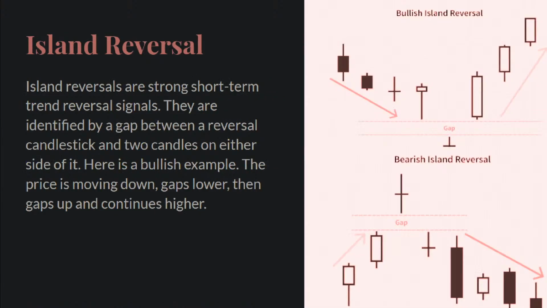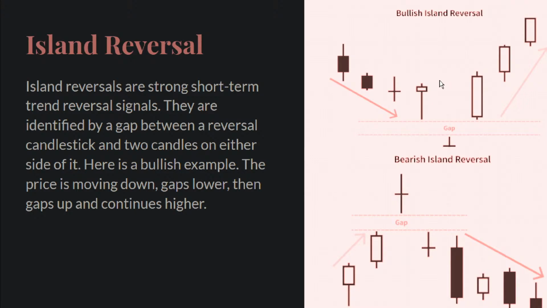So, island reversal patterns. Now this is very similar to our abandoned baby pattern here, but island reversals are strong short-term trend reversal signals. They are identified by a gap between a reversal candlestick and the two candles on either side of it. So here's a bullish example on our top one here. The price is moving down, it's coming from a downtrend, as we can see here. Then the price gaps lower, so there's literally a gap between these two candles here, and then after that candle here, we get a gap in the other direction, very similar to an abandoned baby.